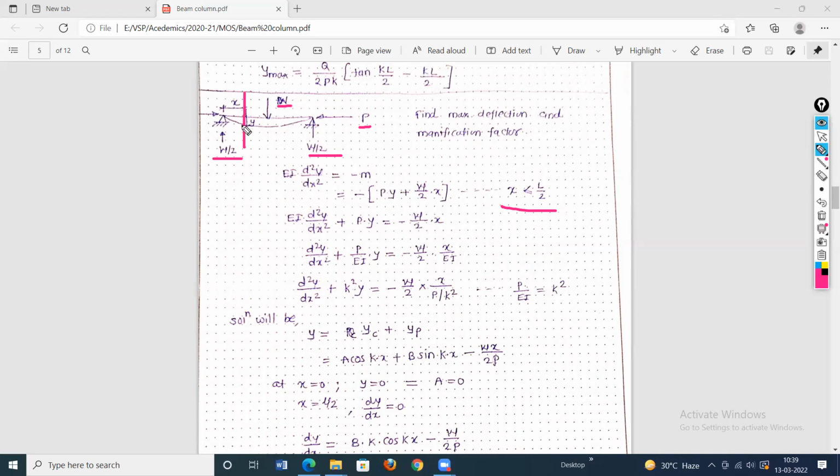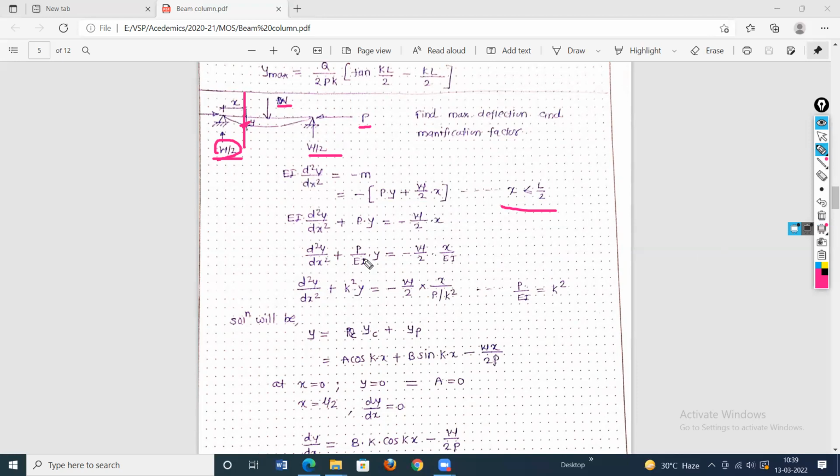Remember this, again I am repeating, we are taking bending moment with respect to this point. So it is P into Y, the bending moment due to axial load, plus W by 2 into X, the bending moment due to the reaction. So this will be the first moment curvature relation, which is for X less than or equal to L by 2, that is up to the center.